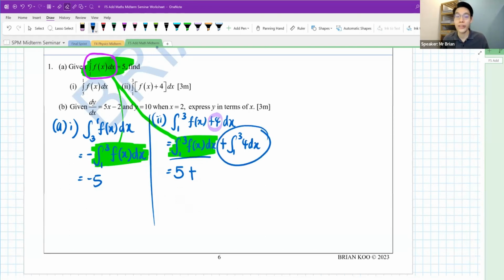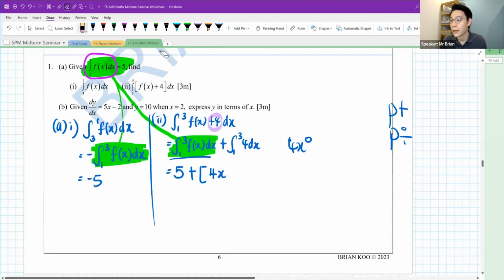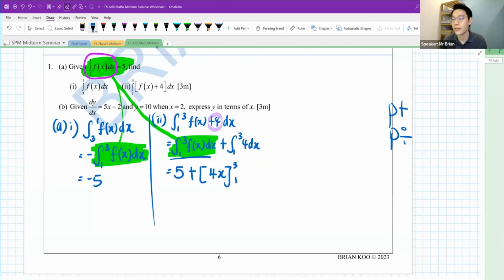Meanwhile, this one you have to integrate. When you integrate the 4, it will just be power plus 1, power divide. It's actually 4x to the power 0, so power plus becomes like this, power divide is like that, but normally we don't write the 1. Then you get like this. So the 5 doesn't need anything done. You sub in the 4 and the 1, and you end up with 12 minus 4, which is 8. Answer is 13.